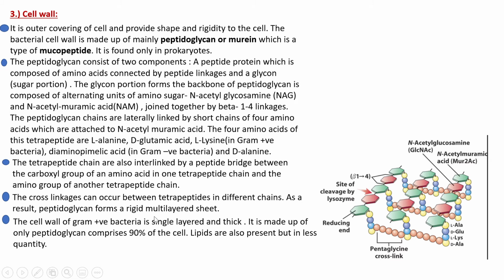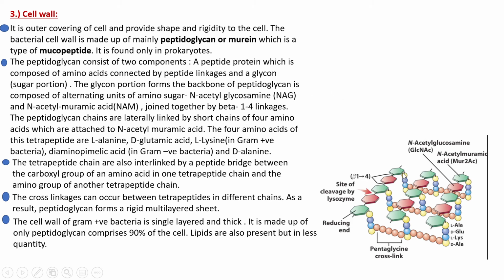Peptidoglycan forms a rigid multilayered sheet. The cell wall of gram-positive bacteria is single-layered and thick. It is made up of only peptidoglycan, which comprises 90% of the cell wall. Lipids are also present but in lesser quantity. So this is all about the cell wall of bacteria.